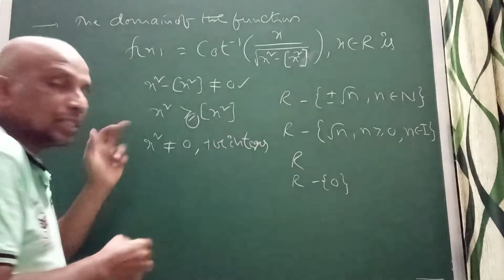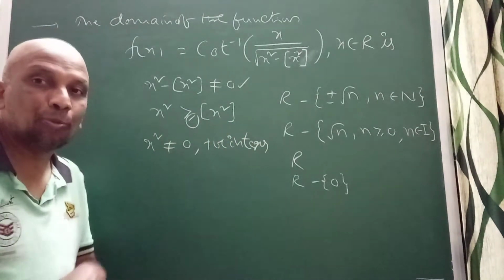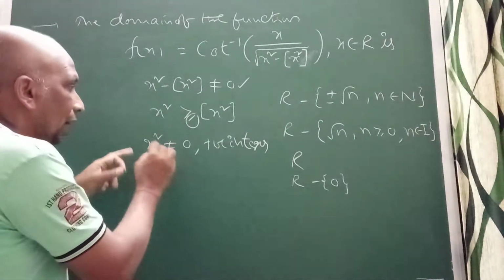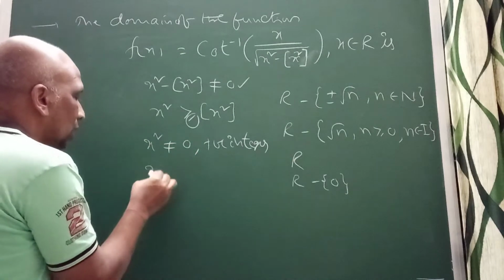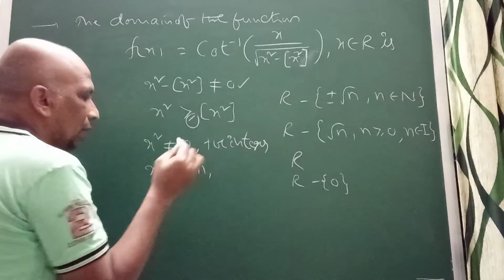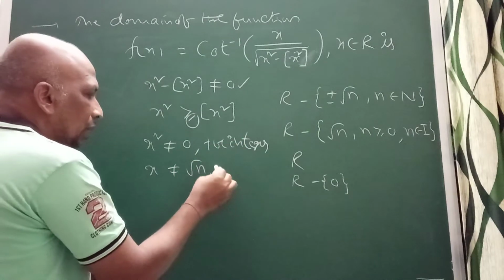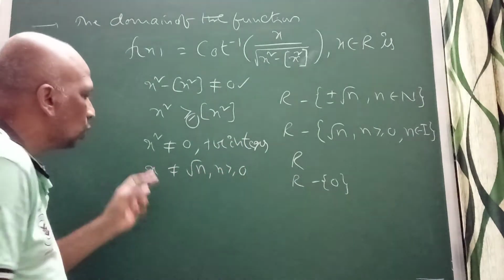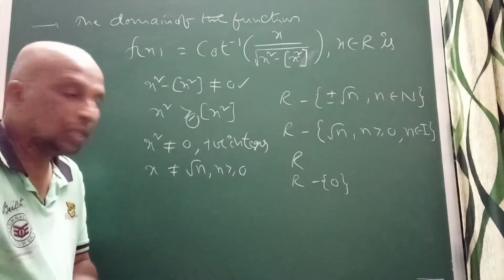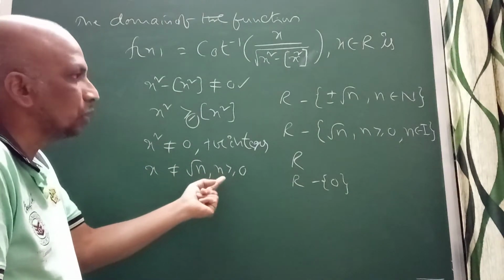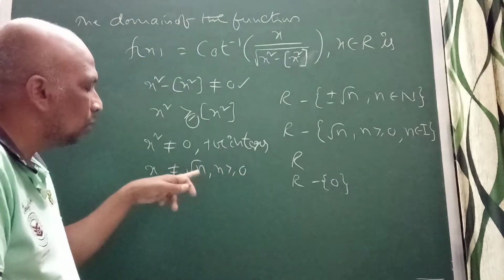Correct? Why? Because x square should not be 0, should not be a positive integer. That means x should not be root n. x square not positive, not 0 means x should not be root n. Correct? n should be a positive integer, n greater than or equal to 0, right? x should not be root 0 also. The value should not be 0. Correct? Root n greater than or equal to 0. n value positive or 0.